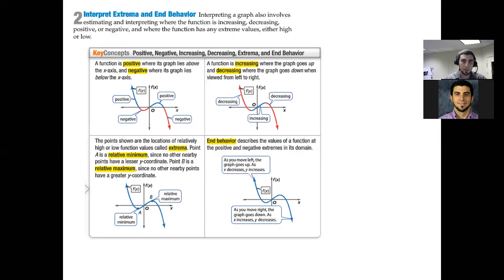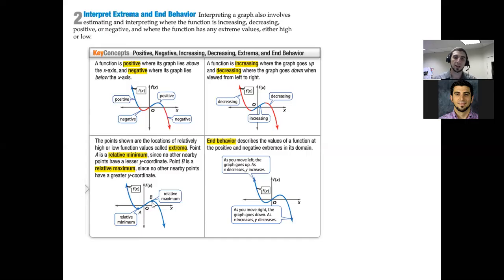Now, extrema are just extreme points. When you think extreme points, you're thinking of a peak or a valley. Anytime there's a peak or a valley, that's an extrema, all right? Now, minimums and maximums are just identifying what type of extrema. If it's a relative minimum, it's a low point or a valley, and a relative maximum would be a high point or a peak. The reason they call them relative maxes and relative mins is because they might not be the actual highest point on the whole graph.